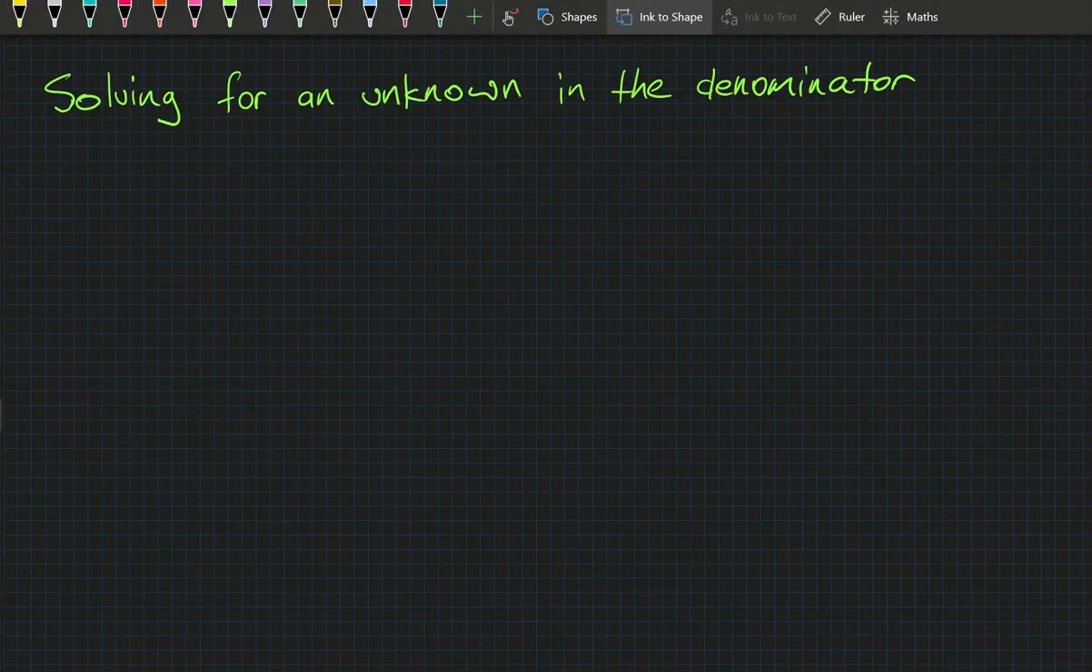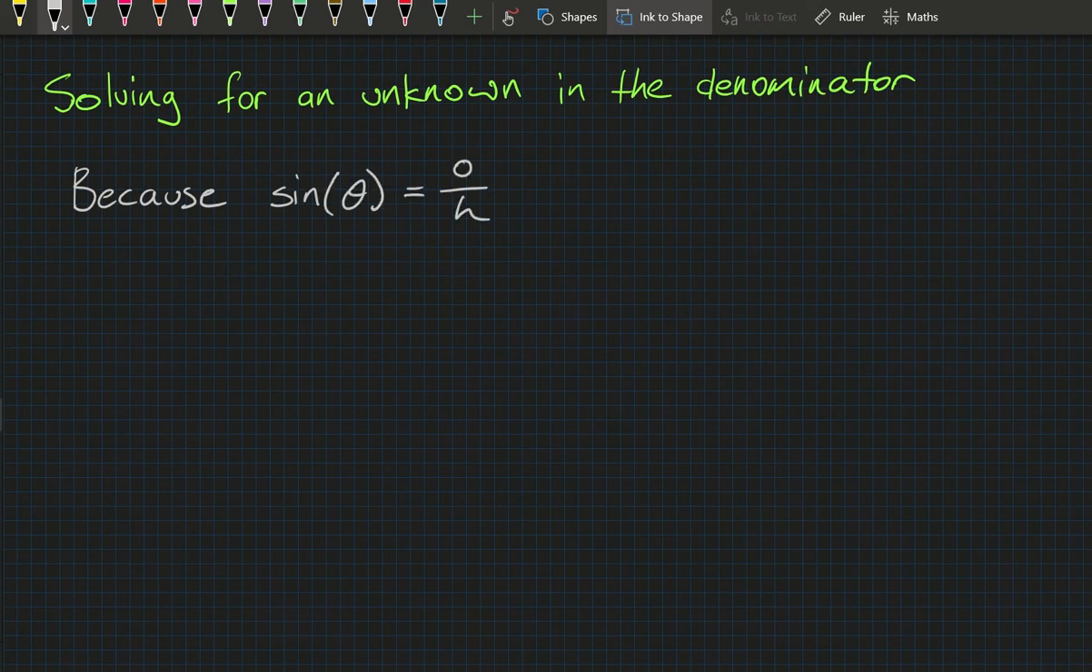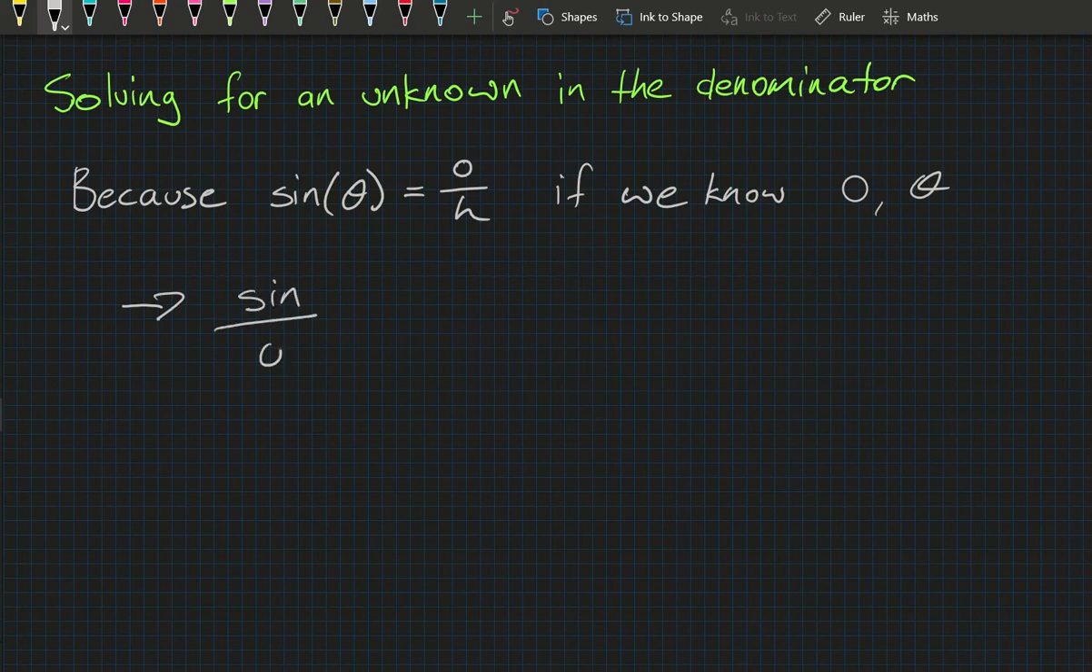This is a very similar process to the last section, all right? Now, because sine of theta is equal to opposite over hypotenuse, if we know what the opposite side and the angle theta is, then we can manipulate slightly differently to try and figure out h. So first thing we're going to do is divide both sides by the opposite, and that will give us sine over the opposite equals 1 over h. And you can flip both sides of the equation. So in the end, we end up with h equals opposite over sine.